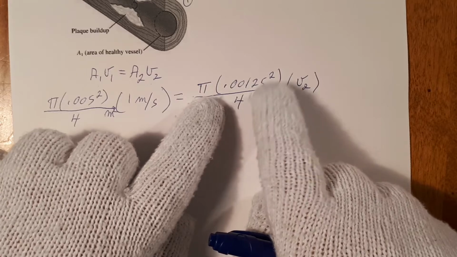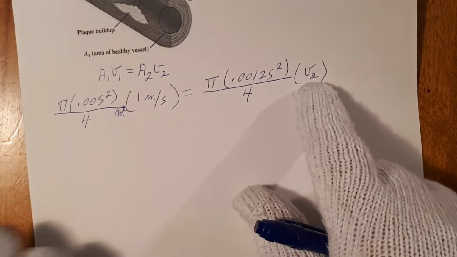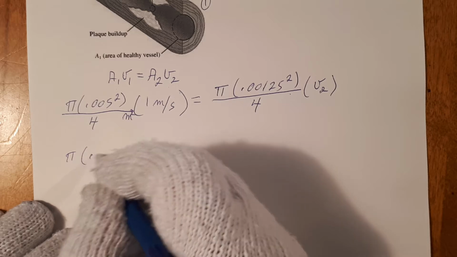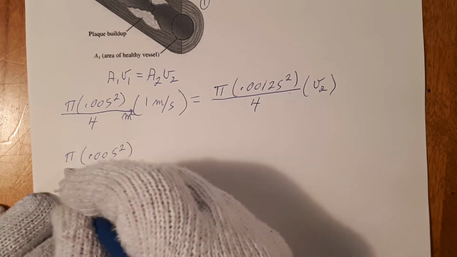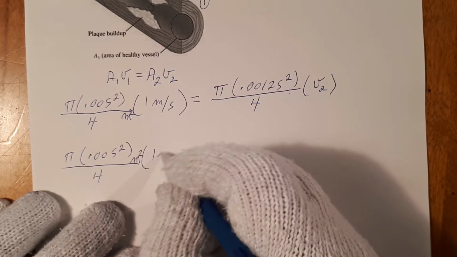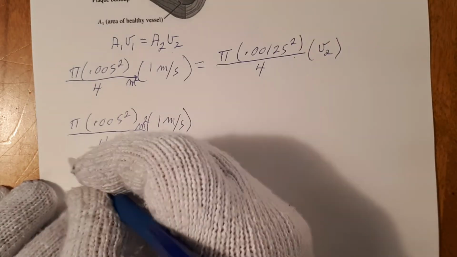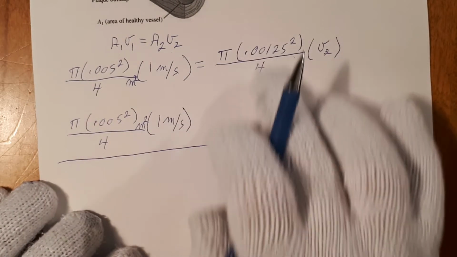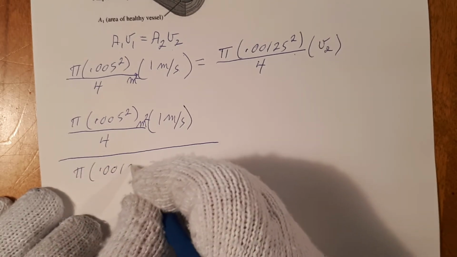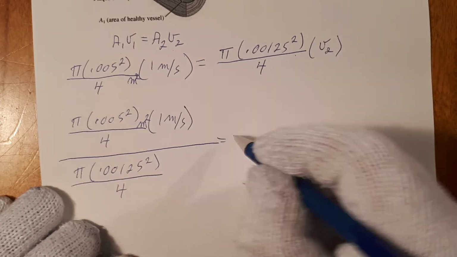I'm going to divide both sides by this entire number in order to move it to the left-hand side, isolating V2. It looks like this. You have the numerator here, pi times 0.005 squared, everything divided by 4, multiplied by 1 meter squared, meters per second, multiplied by the initial velocity. Everything here is divided by, take that whole term and bring it to the denominator, everything divided by 4, and what's left over is velocity 2.